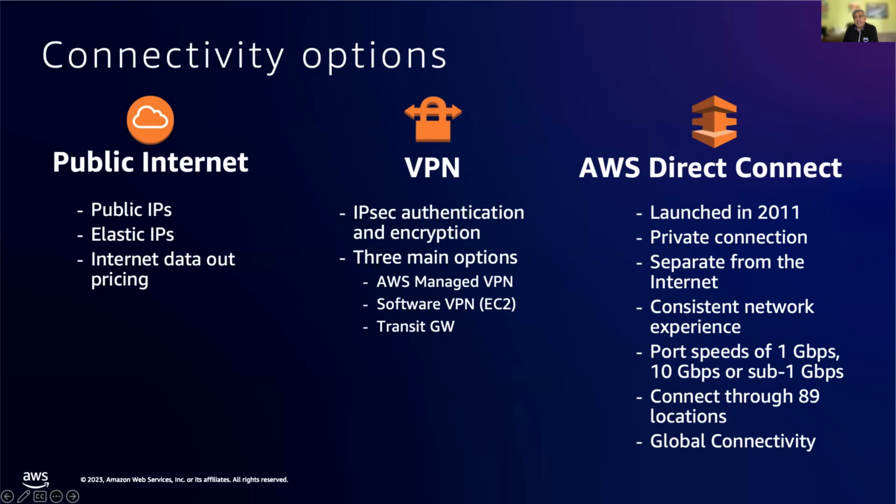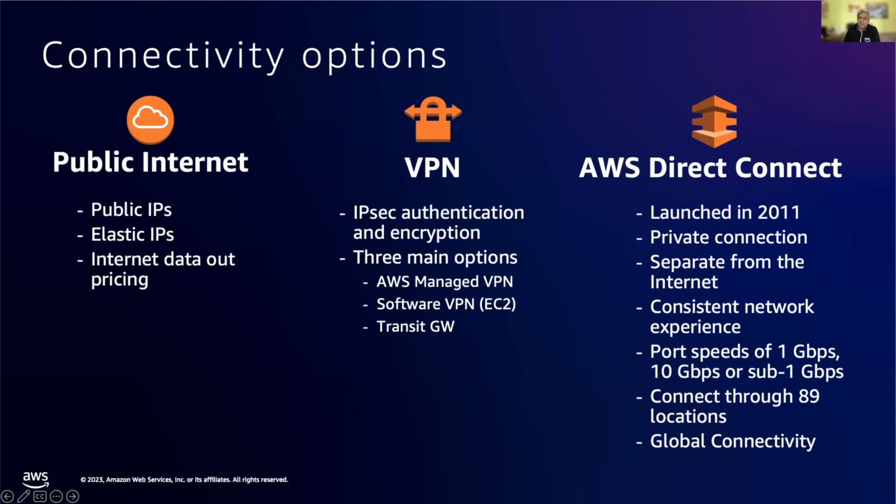The second one is VPN. There are multiple flavors of VPN. We have the managed VPN, we have the software VPN, and then we have something called Transit Gateway, which is essentially a network service that provides connectivity across your on-premises and the different VPCs. That way you don't have a complex mesh architecture, and it helps simplify the whole network architecture across multiple regions and multiple areas.